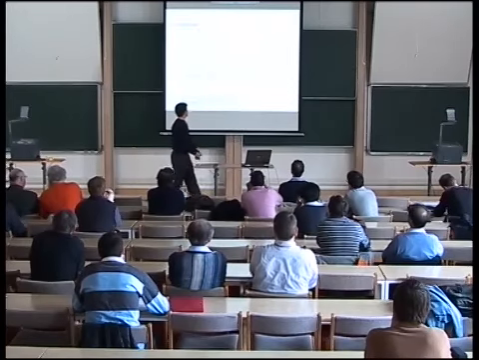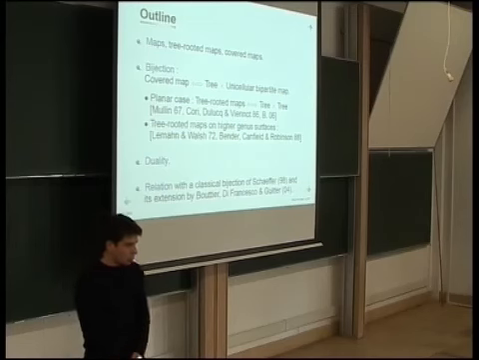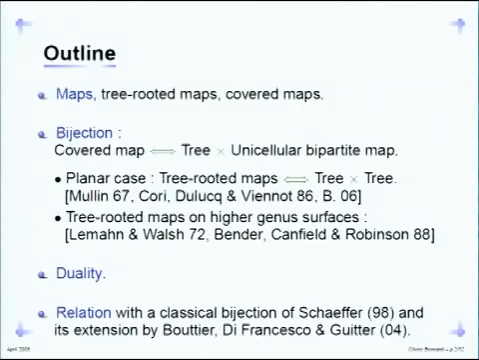So this is the outline of the talk. I will recall the definitions about maps, tree-rooted maps, and covered maps. So tree-rooted maps are just a map plus a spanning tree. And covered maps are a bit more general, but in the planar case, they are the same. So in the planar case, the covered maps are just a map plus a distinguished spanning tree. And the main result of the talk is this bijection between covered maps and pairs made of a tree and a unicellular bipartite map. In the planar case, this is a bijection between tree-rooted maps and pairs of trees.